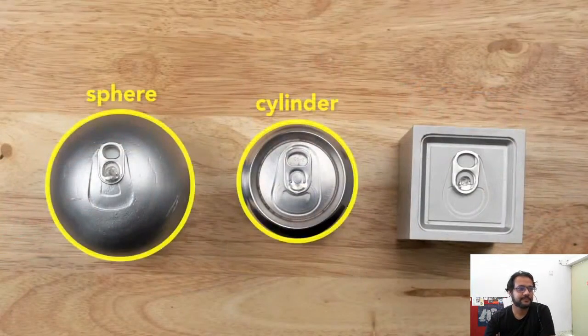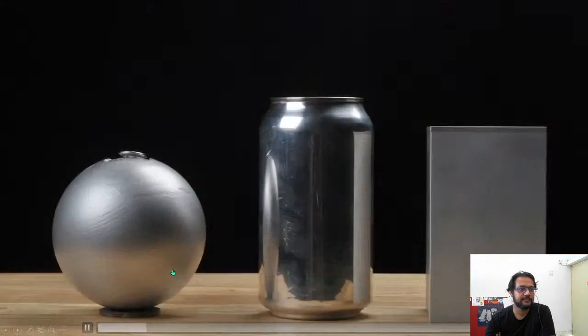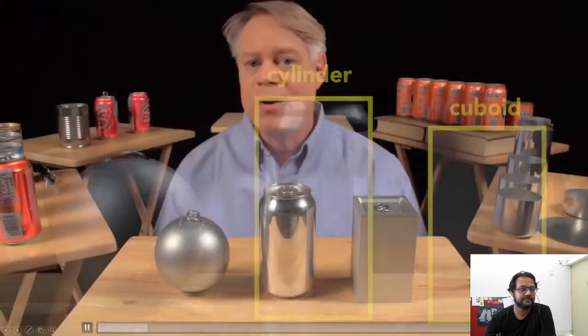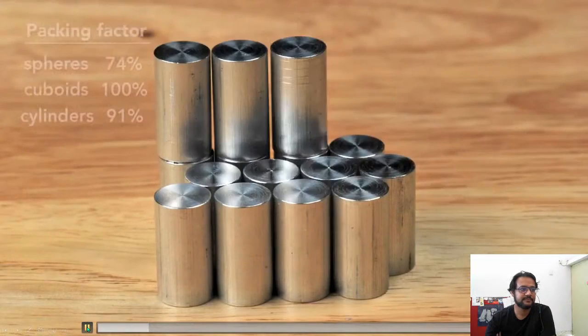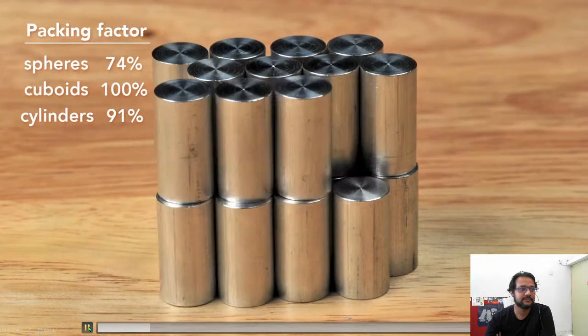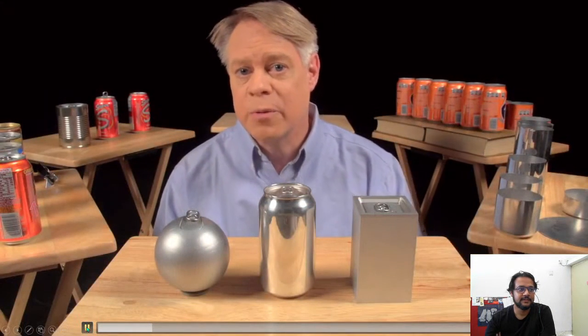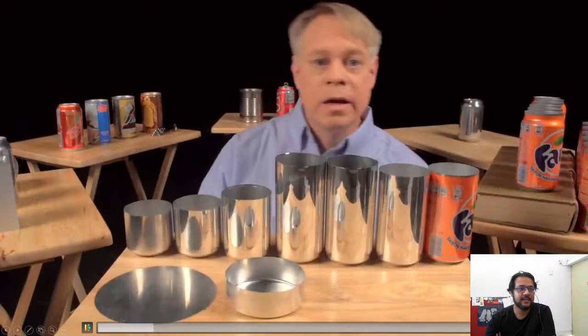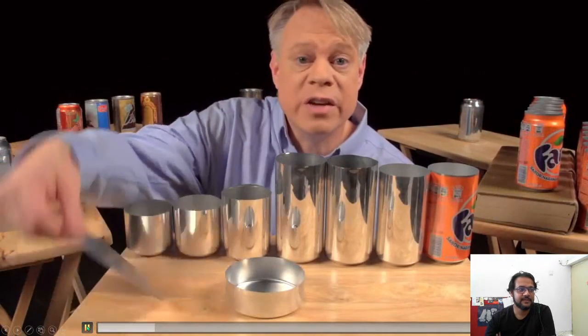From the top, it's like a sphere, and from the side, it's like a cuboid. A cylinder has a maximum packing factor of about 91%, not as good as the cuboid, but better than the sphere. Most important of all, the cylinder can be rapidly manufactured. The can begins as this disc called a blank.